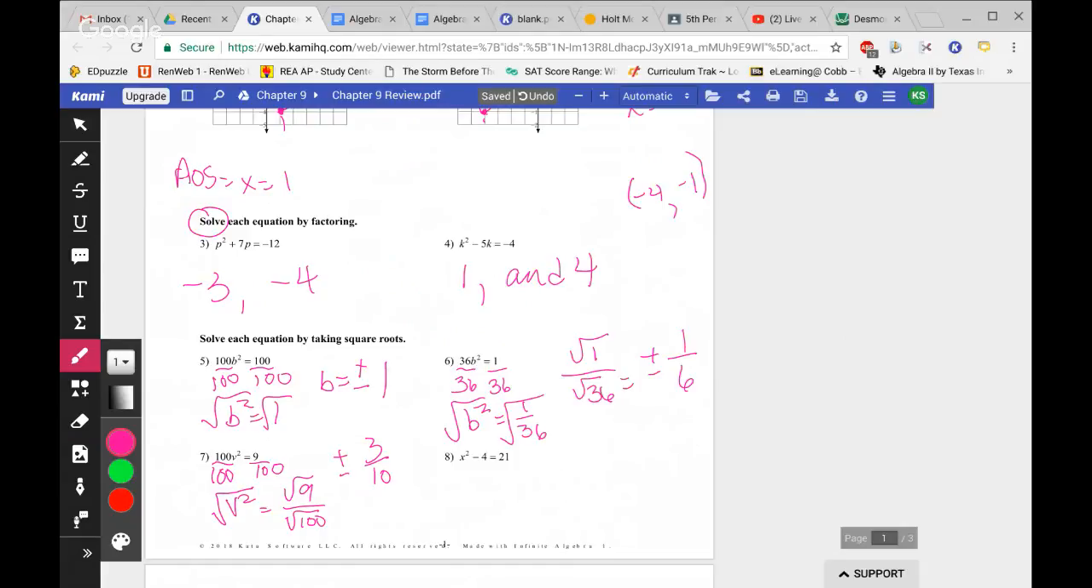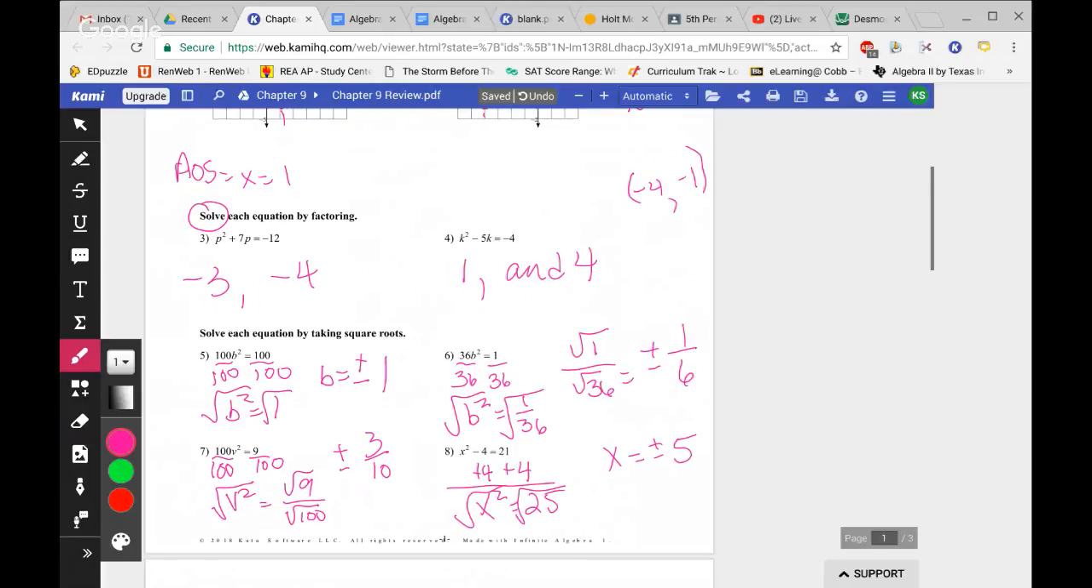On number 8, you're going to add 4 to both sides to isolate your x squared variable. And now you have x squared equals 25. And to get x by itself, you have to take the square root of both sides. So you have x equals plus or minus 5. Any questions about those? No, I'm good.